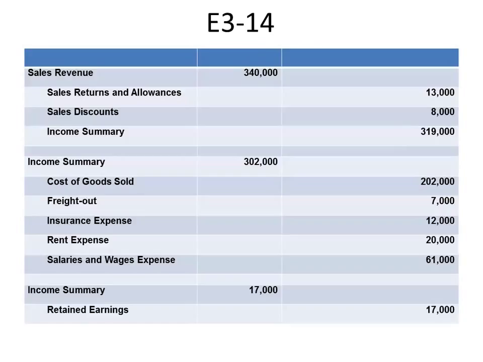Now you look at your 319 minus your 302. That gives you a credited income summary of 17,000. So to make income summary close out, you have to debit it now for 17,000 and put it into retained earnings. Yes? When you're doing this transaction, how can you put 302 there when you don't know the whole number yet? You have the cost of goods sold and then the rest of the numbers down there?